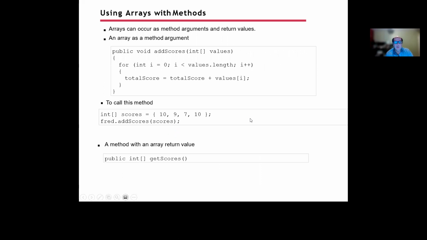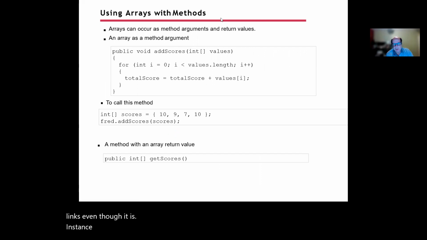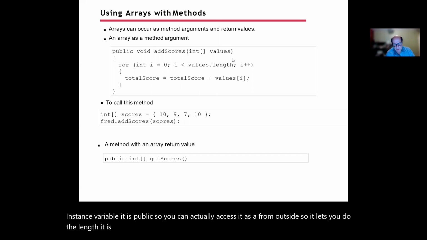So a good way of looking at this is we are using the for loop to go through it. You can see that the length, even though it is an instance variable, is public, so you can actually access it from outside. It is not a method. It is just the instance variable length of the class array. So we are going to be using dot length.